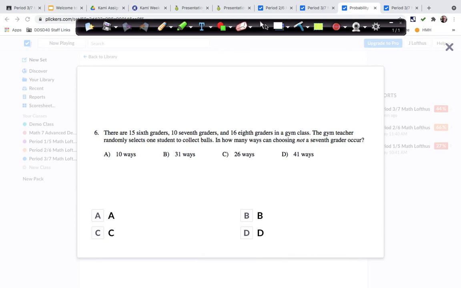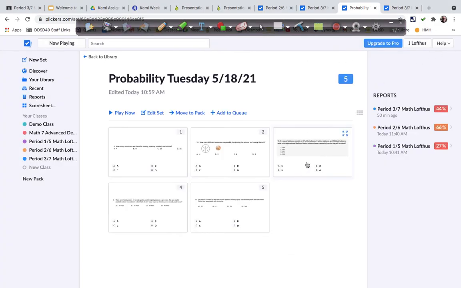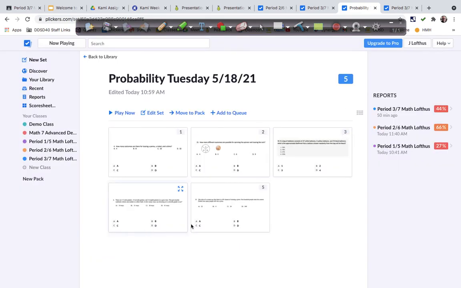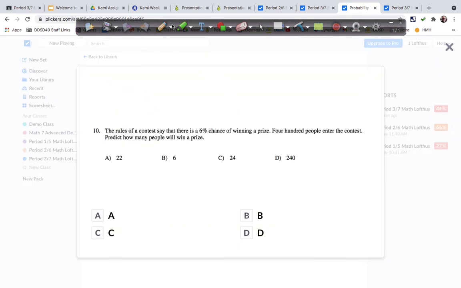And then the last one that we did, make sure I put the answer to the last one. Yeah, that one was B. Okay. And the last one that we did was, the rules of a contest say that there's a 6% chance of winning a prize. 400 people enter the contest. Predict how many will win a prize.